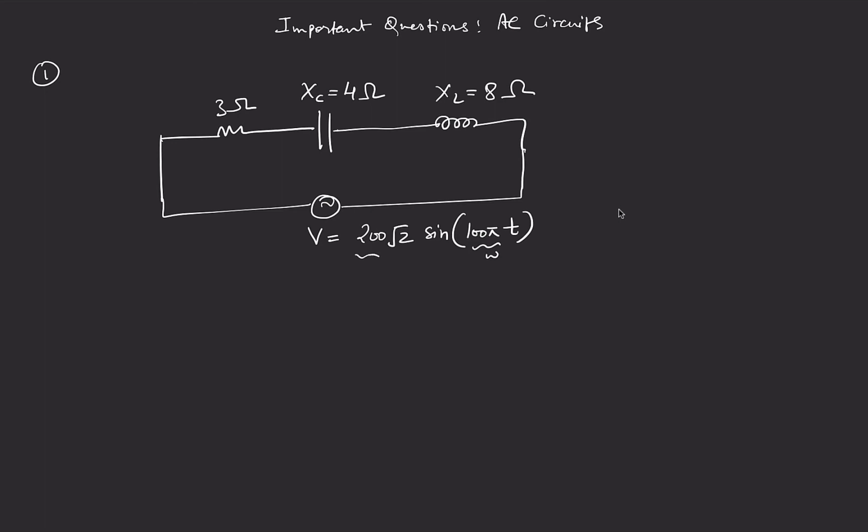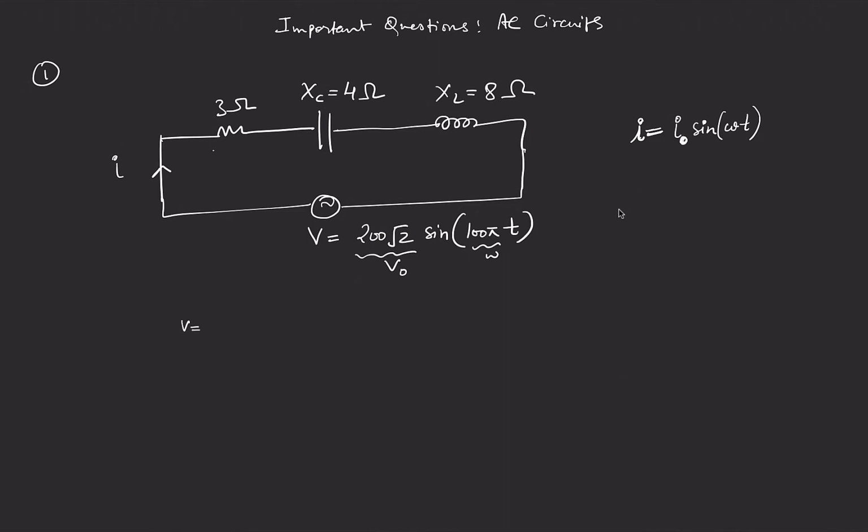So this is omega, this is peak value V naught, and we have to first find instantaneous current I. So in the previous video we saw that given I, how to find instantaneous voltage V, but the other way around is a bit difficult. So what we will do is, instead of finding I from V, we will find V from I. We'll follow the same strategy as in the previous video. So let's say instantaneous current I is I naught sine omega t. We assume that.